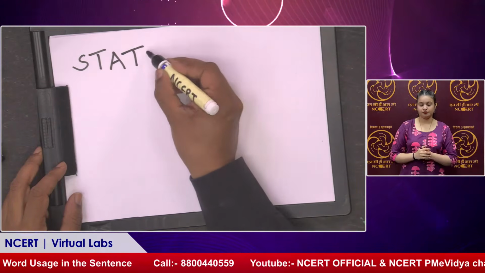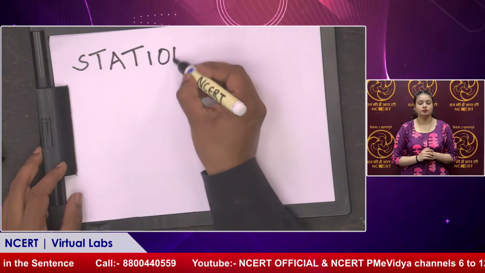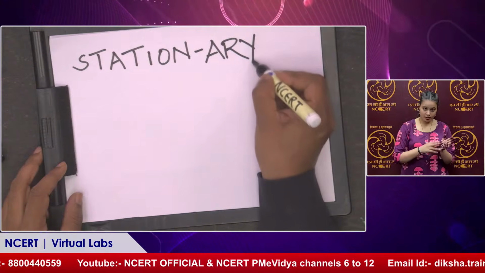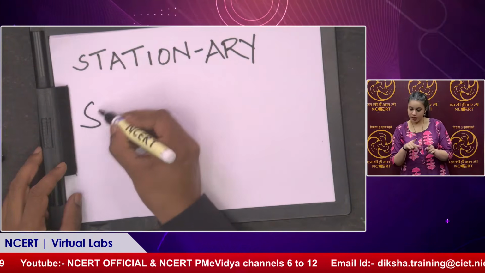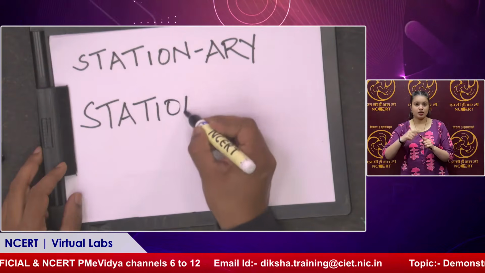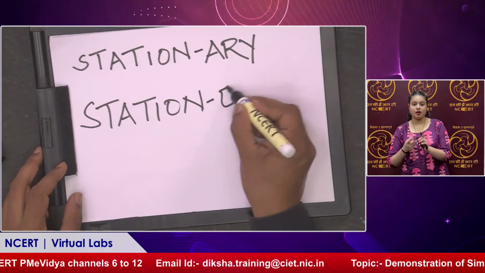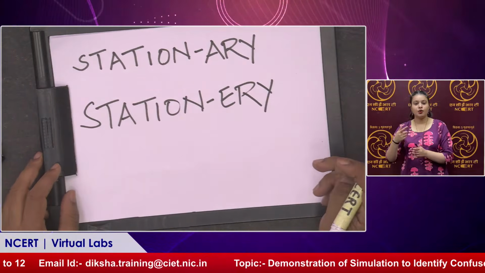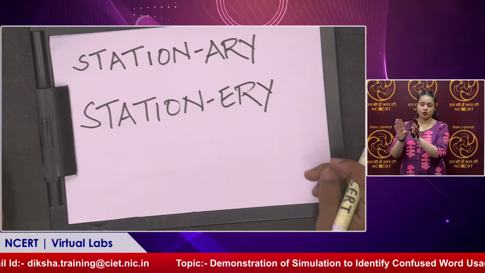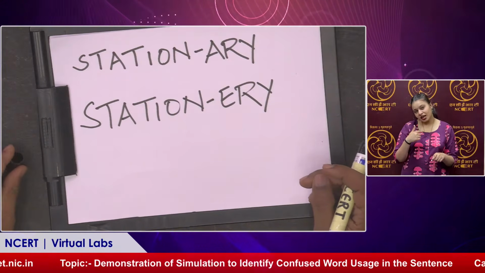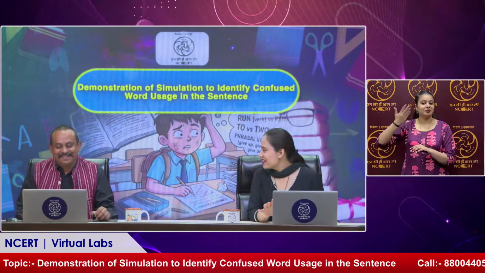So one is STATION-ARY, and one is STATION-ERY. So which one is which? What do you think? Stationary is something that's static, and stationery, of course, is pens, pencils, like office stationery, school stationery. How do we distinguish these? I remembered it by heart, that's all I know, but I don't know the logic.